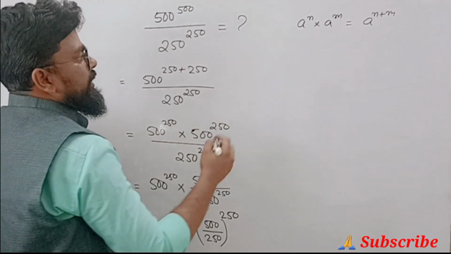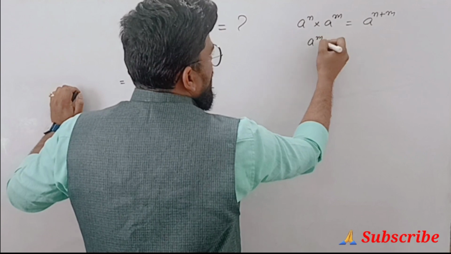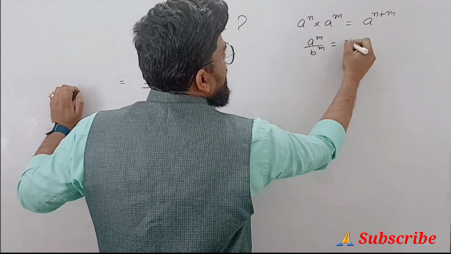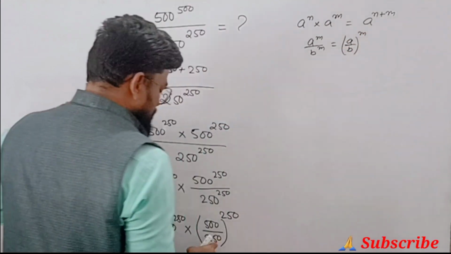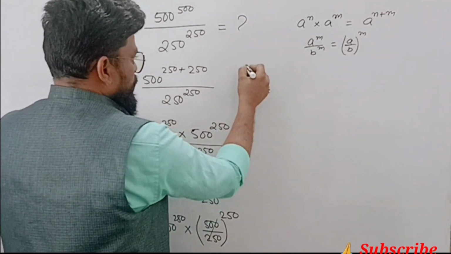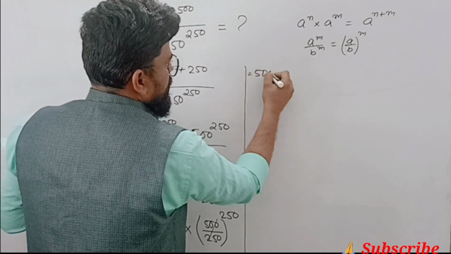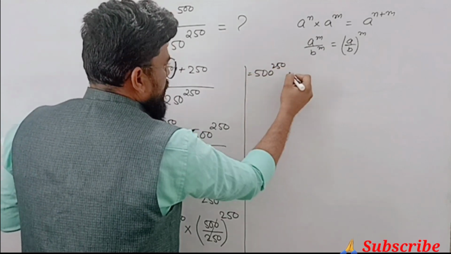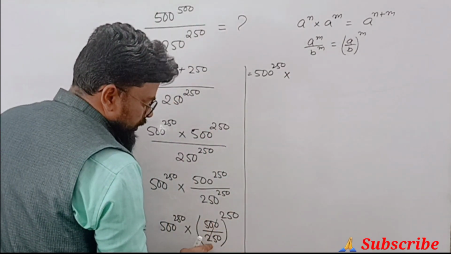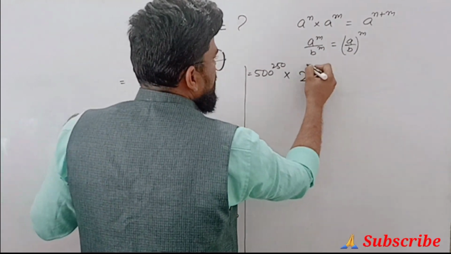We know by the formula that a to the power m by b to the power m can be written as a by b whole to the power m. Similarly we have written over there. Now this will cut. So we can write 500 to the power 250 multiplied with, it will be cut by 2, so 2 to the power 250.